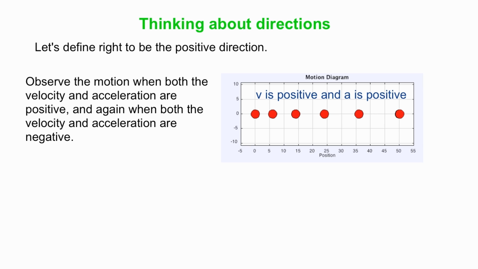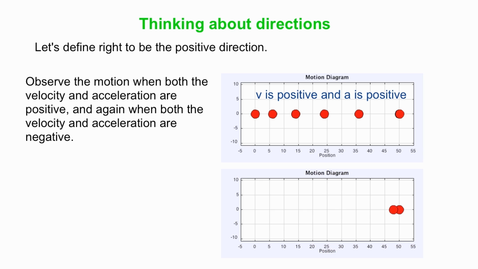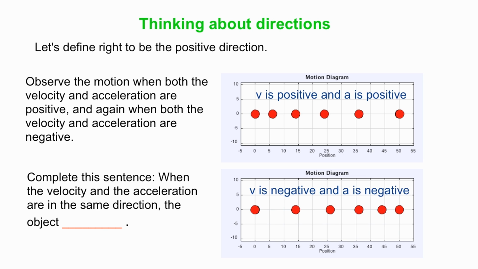What if both the acceleration and velocity are negative? Okay, so in the case of the bottom, the initial velocity was directed left, the acceleration is also directed left. They're both in the negative direction. It's really a mirror image of what we saw before. The dots in the motion diagram get further and further apart. Okay, so the basic idea is this. When the velocity and the acceleration are in the same direction as one another, the object speeds up.